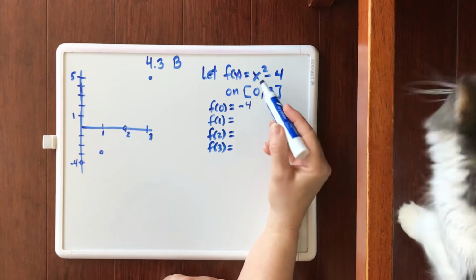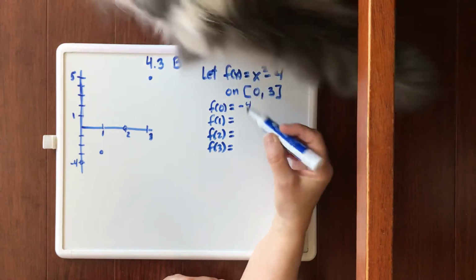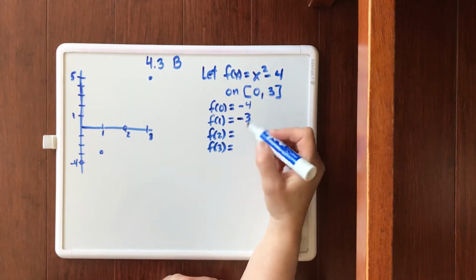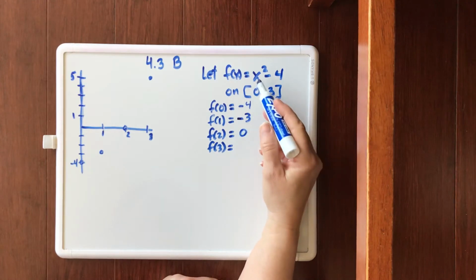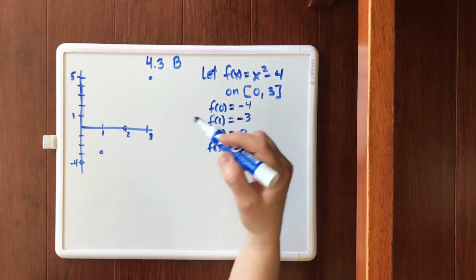I input a 1 because I'm going from 0 to 3. I put a 1 in there and we get -3. We put a 2 in there, we get 0. And we put a 3 in there, we get 9 minus 4, which is 5. So let's plot those points.